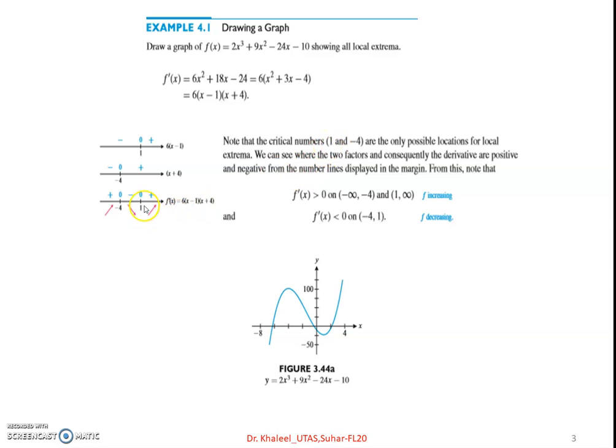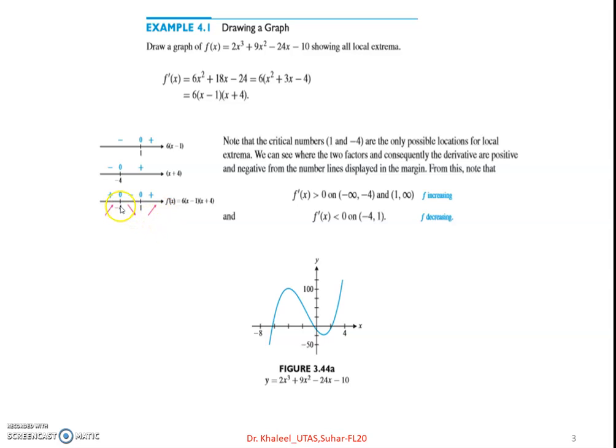So 1 is here, right? Minus 4 is here, to the left of 1. Then at minus 4 and at 1, f prime of x is 0. So this 0 is the derivative 0. That is the critical point, the critical number, this and this. So this is the value of f prime of x.